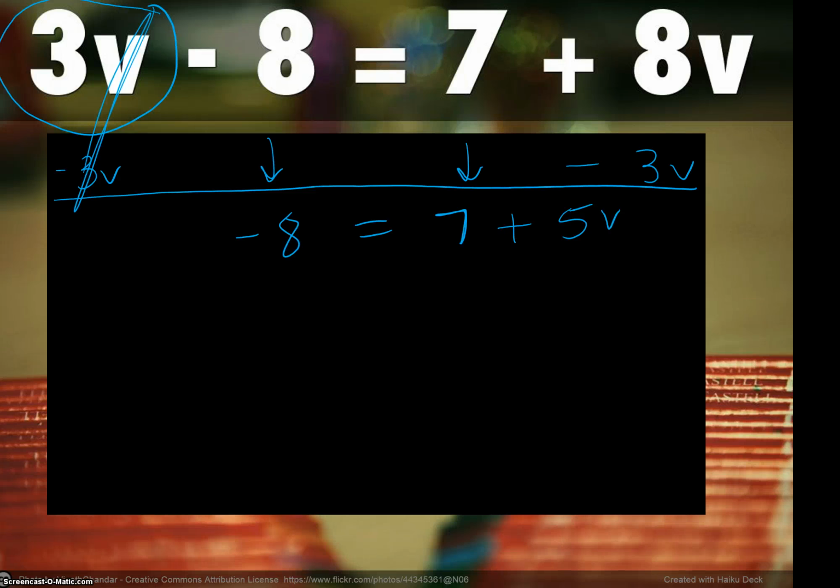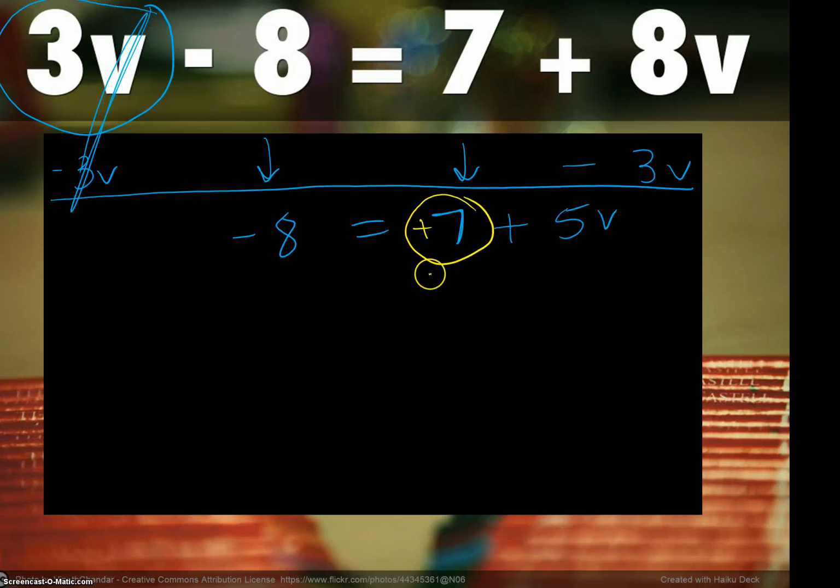This is a multi-step equation, so I have to do something else. Now I'm going to move my number. So right now this is a positive 7. How would I move that positive 7 to the other side? Pause the video and see if you can figure out how to move it. Okay, if you said I needed to subtract 7, you are exactly right.